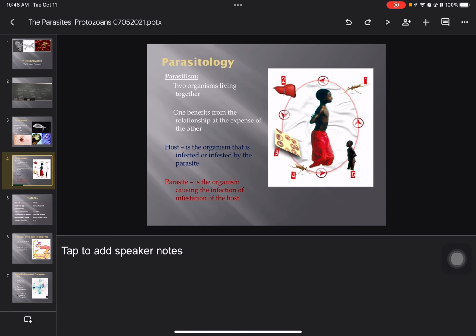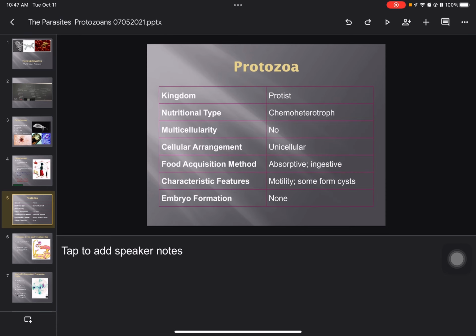Okay? So if we think about the protists, they're all chemoheterotrophs, they're all single cell. They're absorptive for the most part. Some of them can engulf, so we say that they have ingestive abilities. They are motile for the most part, at least the ones that I'm gonna talk about. Most of them are motile, except one group, the apicomplexa, they're not. All of them form cysts, except one that I'll talk about that didn't form a cyst.